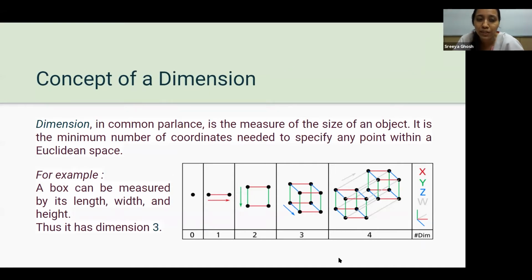So now let us come to the concept of a dimension. The dimension, in common language, is the measure of the size of an object, which requires the minimum number of coordinates to specify any point within the Euclidean space. So a box needs 3 coordinates to define it. We need the length, the width and the height. So a box has 3 dimensions. Likewise, a point is 0 dimensional, a line is 1 dimensional, a square is 2 dimensional, and so on.